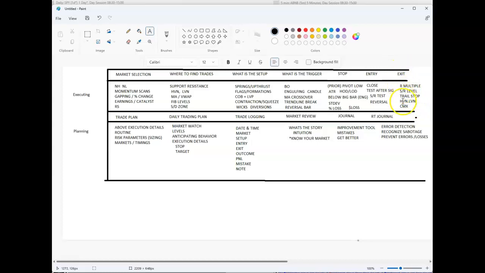So whichever, you have to have your exit parameters. As you can see, I've broken down from market selection, to where to find trades, to what is the setup, to what is the trigger. From the trigger, what is the stop, what is the entry, what is the exit. All of these are the basics. You have to answer these.